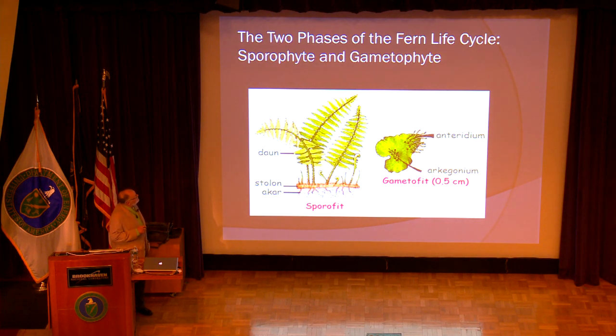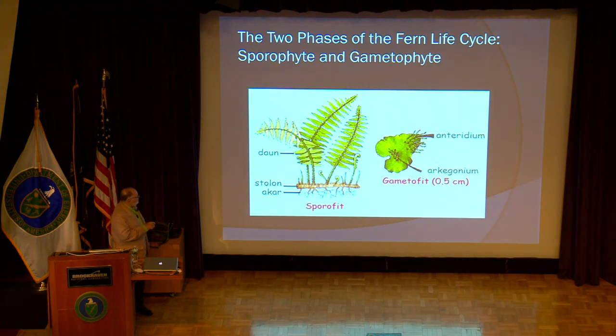So, two phases of the fern life cycle are the sporophyte, which is what we call the fern, and the gametophyte. You sometimes see it on bare soils, between stones or rocks and things like that. It's about a couple of millimeters long, and half a centimeter, and not much to look at.